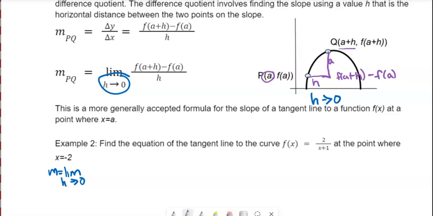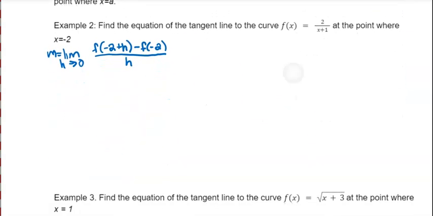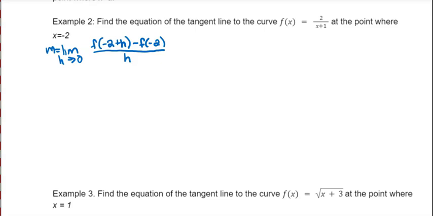Sorry, I was using the last technique. All right. So this is going to be f at -2 plus a small horizontal distance over, take away f at -2, all over the change in the horizontal distance. Okay, so I'm going to plug in -2 plus h into the function as h approaches 0.